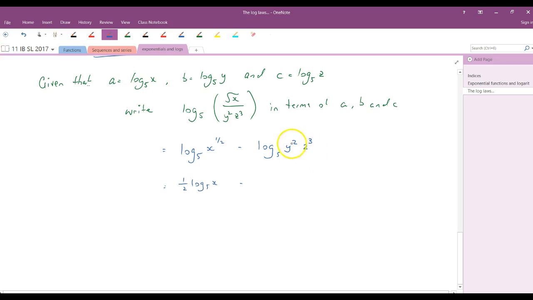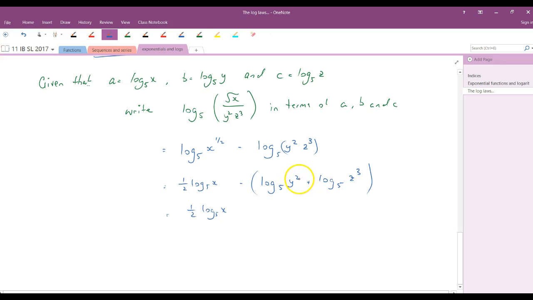I really need to split them up. Now, this is like my xy, isn't it? So I know that I can go log base 5 of y squared plus, using log law 1, log base 5 of z cubed. Is that right? Now I've got to bracket all that because I'm subtracting that whole thing. So now I've got a half log base 5 of x.